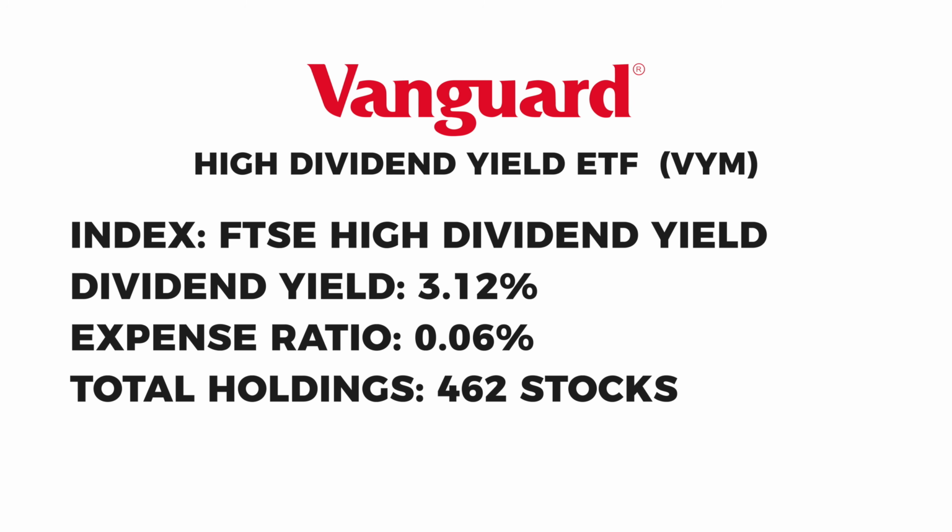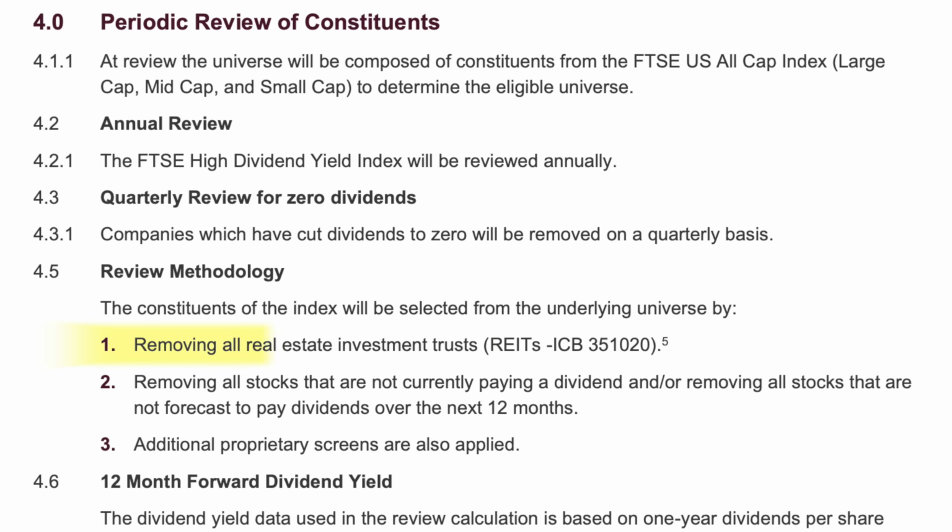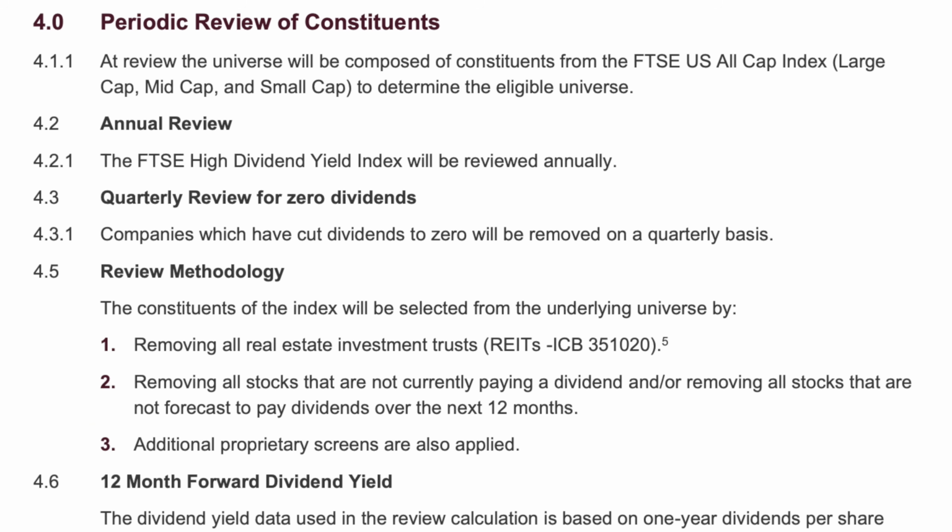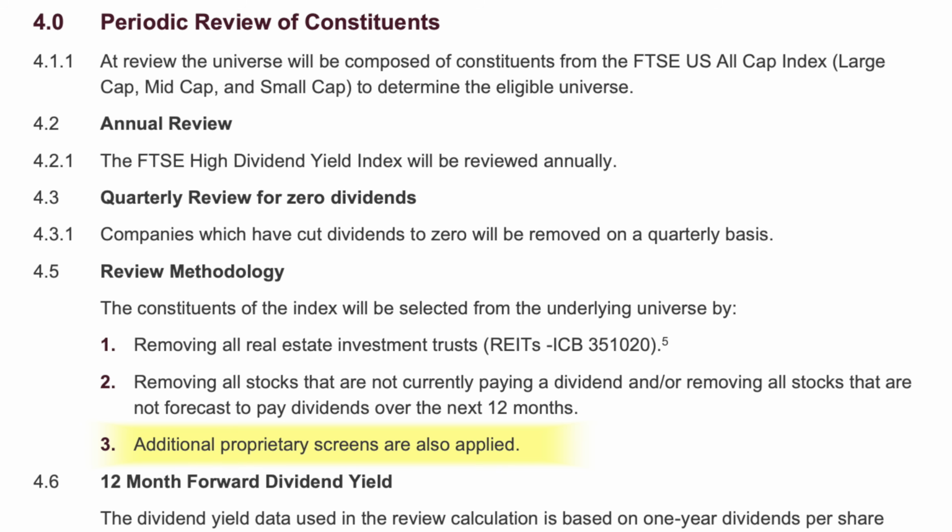And here's the criteria. 1, no real estate investment trusts, like all the rest. 2, stocks that pay a dividend. Hey, that makes sense for a dividend ETF. And then 3, additional proprietary screens are also applied. Now you might be wondering, hey, wait a minute, that doesn't tell me anything. And you're right, it doesn't. So this one is one where we really get no visibility into what those proprietary screens are.